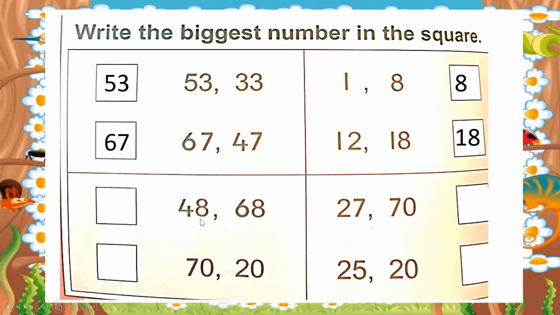Now look here, 48, 68. Look at the tens. 4 is small while 6 is big. So number 48 we can say is the smallest while the number 68 is the biggest. So we are going to write number 68.